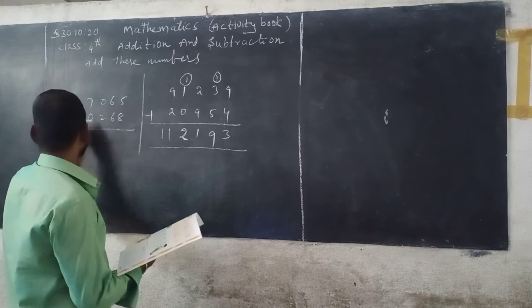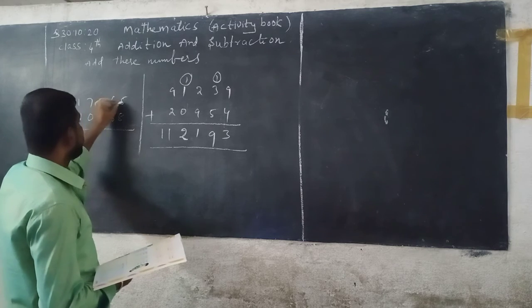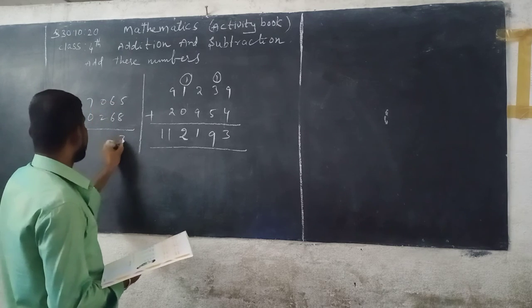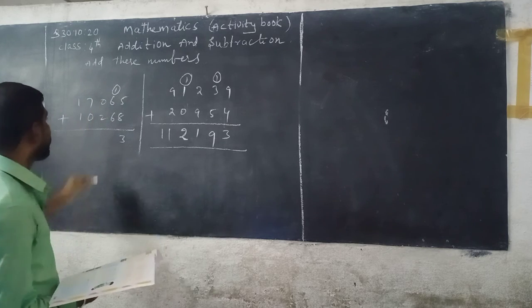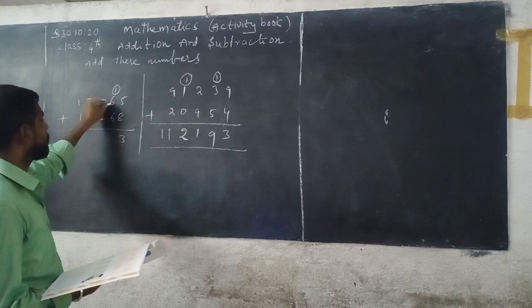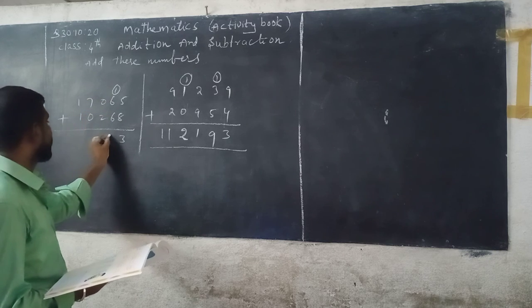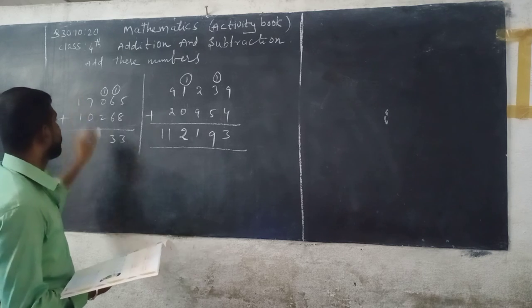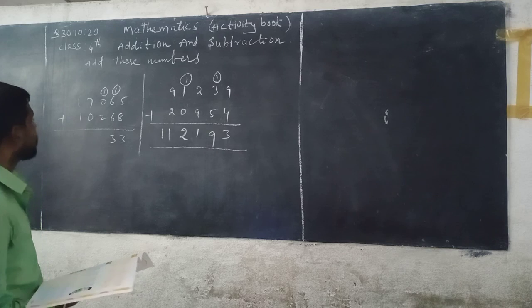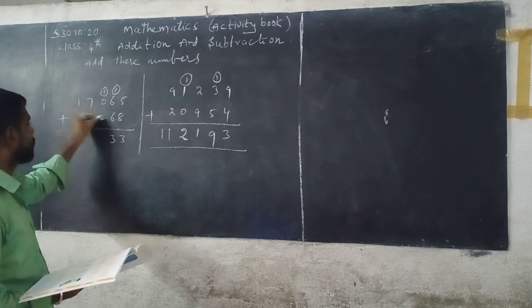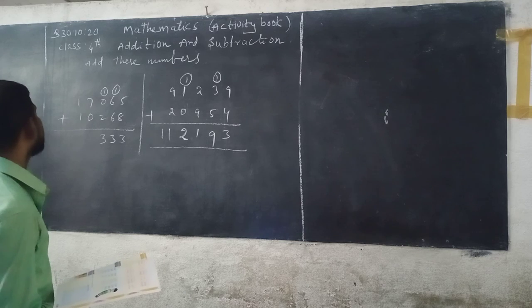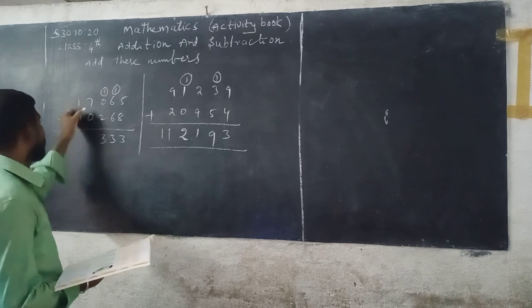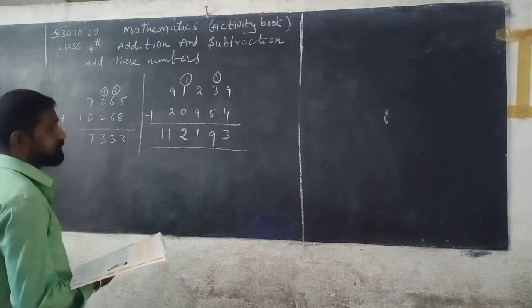10,268. First add the digits in the ones place, 5 plus 8, 13, 3 taking, carrying 1 to the tens place. Next add the digits in the tens place, 1 plus 6, 7, 7 plus 6, 13, 3 taking, 1 carrying to the hundreds place. Next add the digits in the hundreds place, that is 1 plus 0, 1, 1 plus 2, 3, write down in the hundreds place. Next we add the digits in the thousands place, that is 7 plus 0, 7, write down in the thousands place.